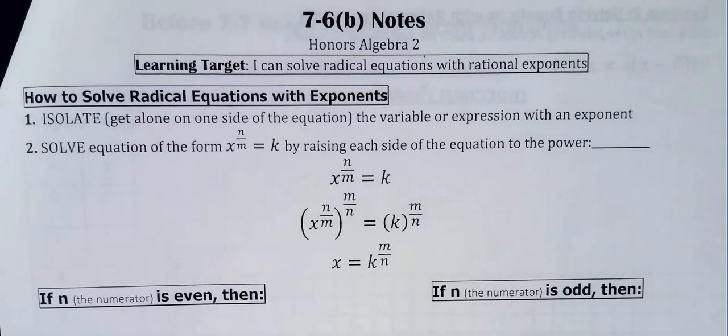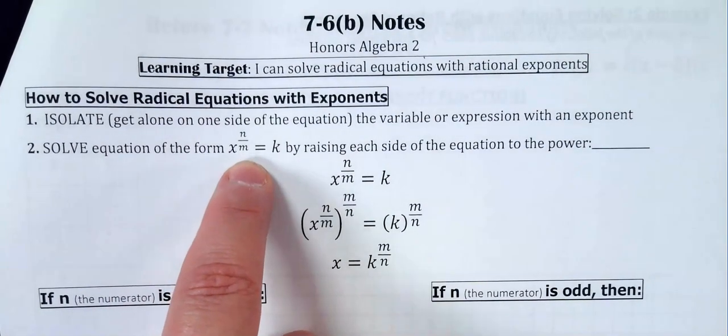For how to solve if you have a rational exponent, basically this is going to work like a radical. You want to isolate whatever is being taken to your rational exponent. Rational is just a fancy word for fraction, so you're going to have a fraction exponent in these questions. Now, in the second step, you would have something to a fraction exponent equal to something, okay?